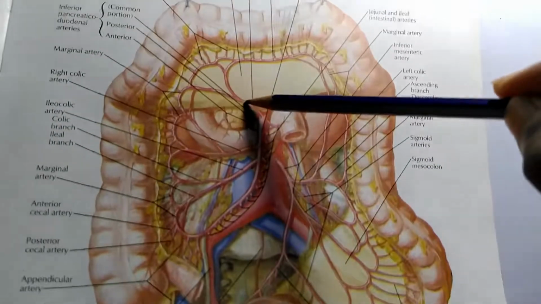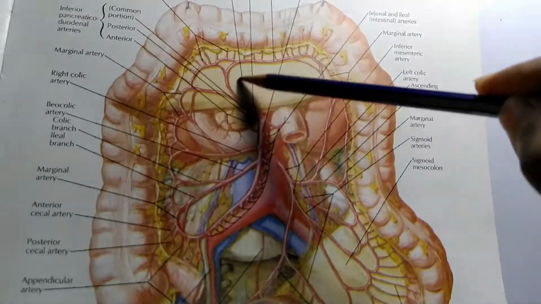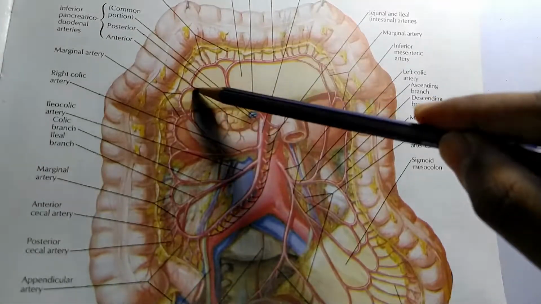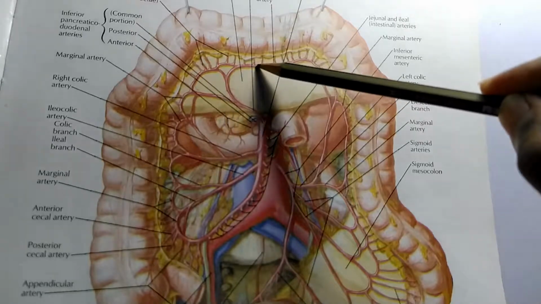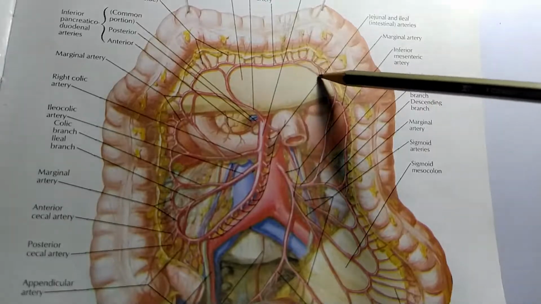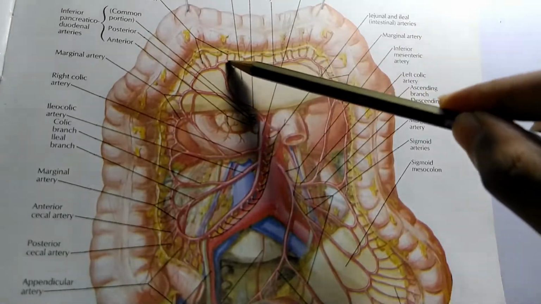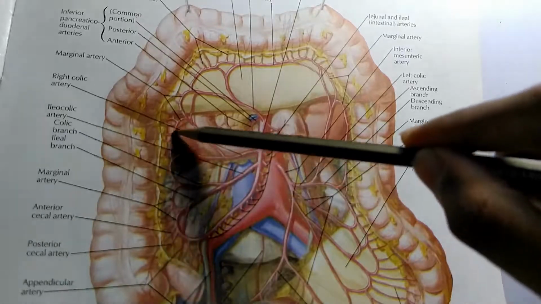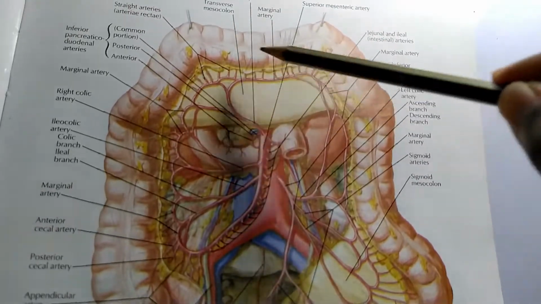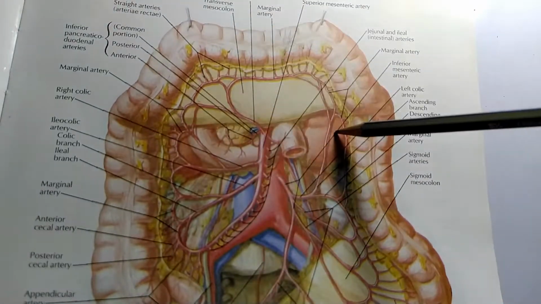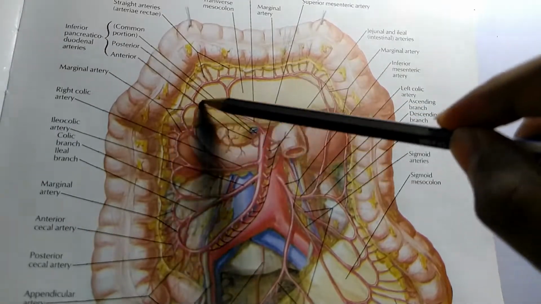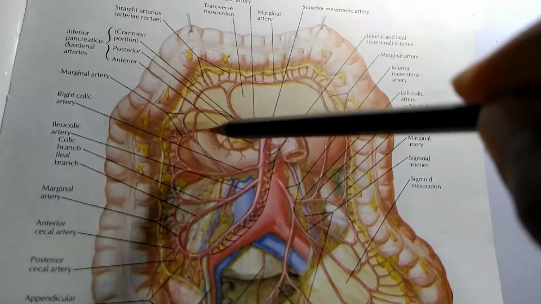And this is the middle colic artery. It lies medially, that's why it is called the middle colic artery. The middle colic artery has connection with the other arteries, with the marginal artery of Drummond. So these are all the marginal artery of Drummond, and they are connected with each other. So the middle colic artery will connect with the left colic artery and also the branches of the right colic artery, okay, through the marginal artery of Drummond. It is very important.